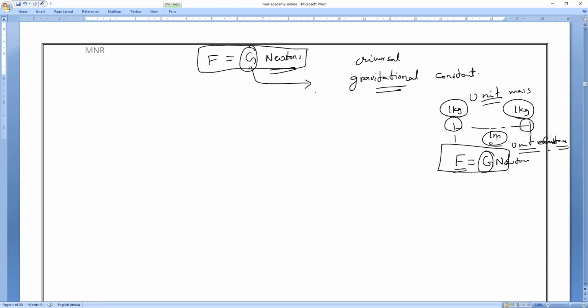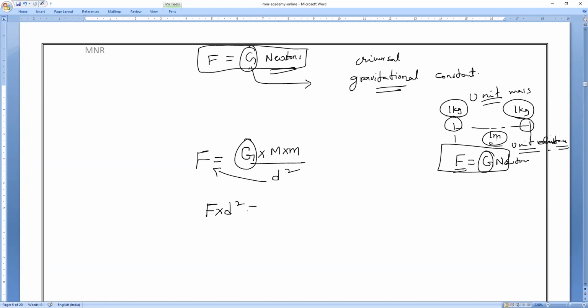Sir, how will it come? We will get it. You can see. We all know that F is equal to, what is the formula? Everybody tell me. F is equal to G into capital M into small m divided by D square. Now I want the G formula. D is in division, so it will come to this side as multiplication. So F into D square is equal to G into capital M into small m. Now I want G. So G is equal to what, guys? F into D square divided by capital M into small m.